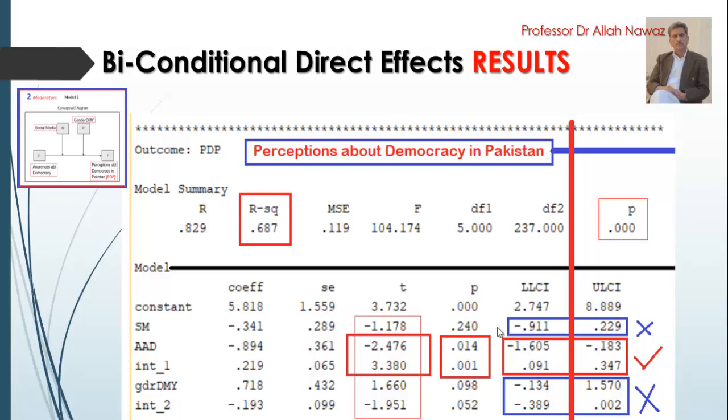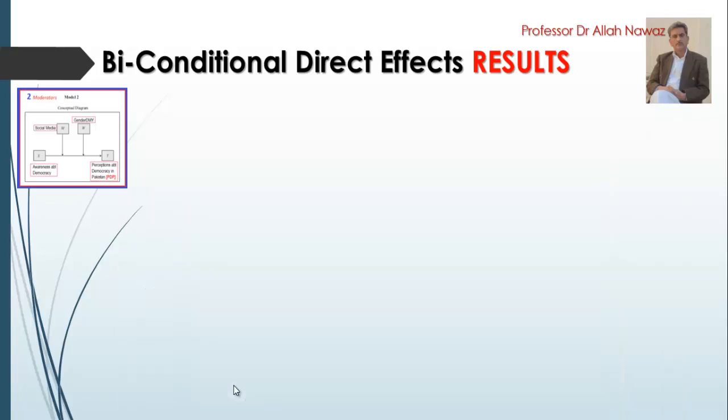So finally, we can conclude on this page that only two variables, awareness about democracy in Pakistan and the first interaction term, that is between X and social media, are significantly bringing variation in the Y variable, while the rest of the three variables are playing an insignificant role.